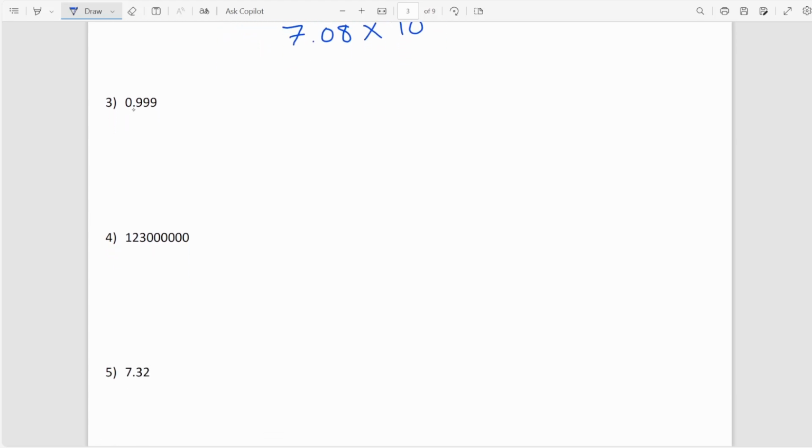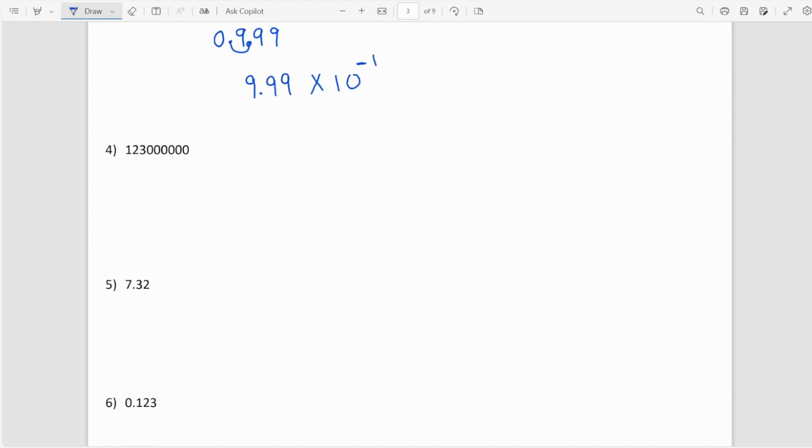Okay, we've got 0.999. So in this case, we should only move once to the right, and that's it. You have 9.99. All right, so this number is actually less than 10, so we're good to go, and it's above 1. So multiply this by 10, and again, we made our number bigger. It was smaller, we made it bigger, so this will be smaller, so negative, and negative 1, because we only moved once.